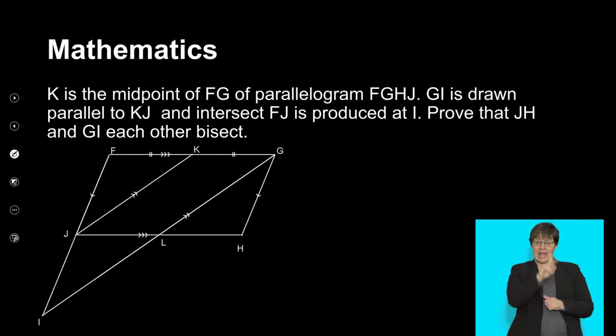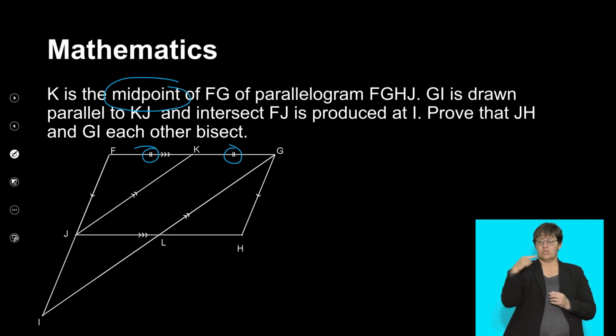Now they say K is the midpoint of FG, of parallelogram FGHJ, right? Now as soon as I see the word midpoint, right, of FG, where's my FG? So it means that the two-liner there and the two-liner there means FK is equal to KG, right? And then this is a parallelogram. As soon as this becomes a parallelogram, it makes the two opposite sides parallel and equal to each other. Now, GI is drawn parallel to KJ, right? GI is drawn parallel to KJ.